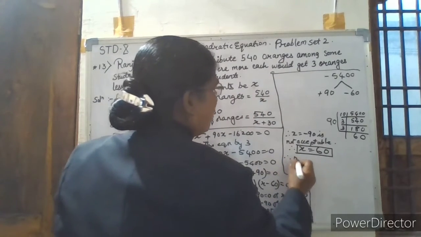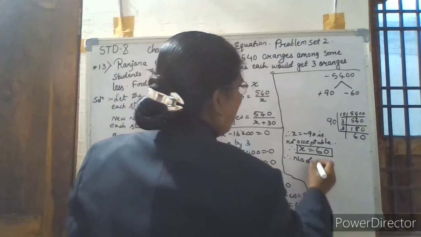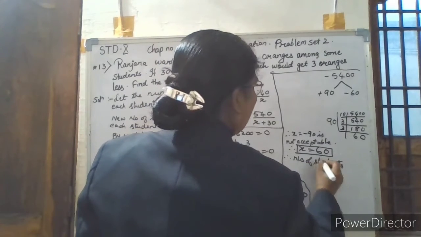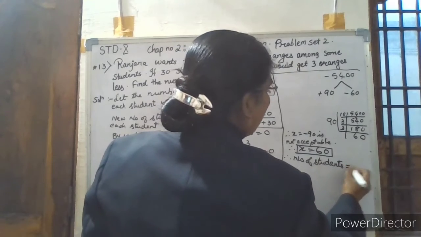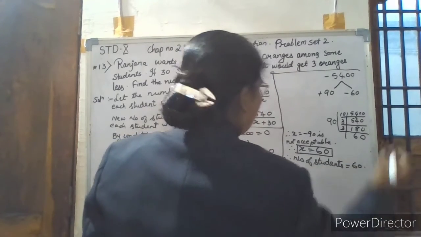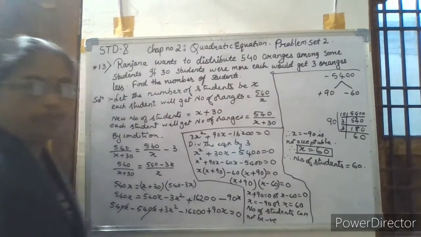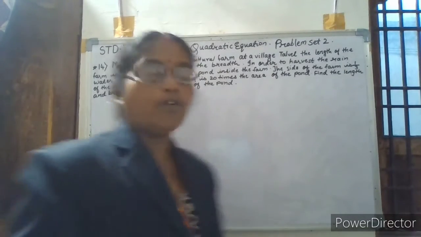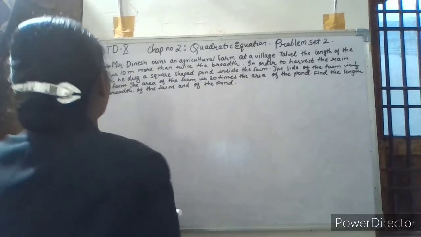Therefore the number of students, we have to find out, that is the question. Number of students is equal to 60. So this is the solution of this question. Now let us solve the 14th question. See, it's a big question.